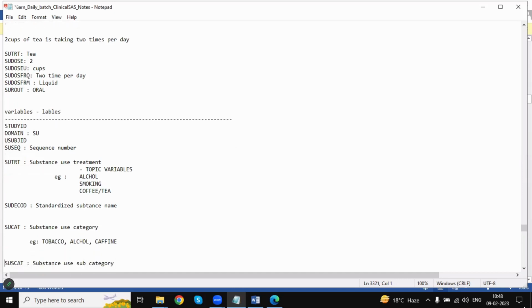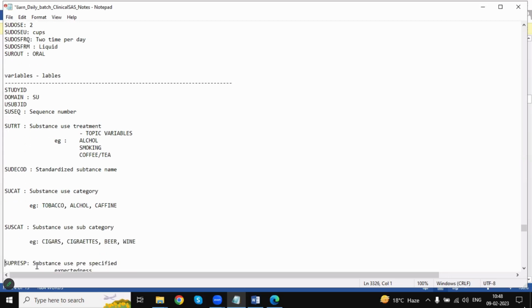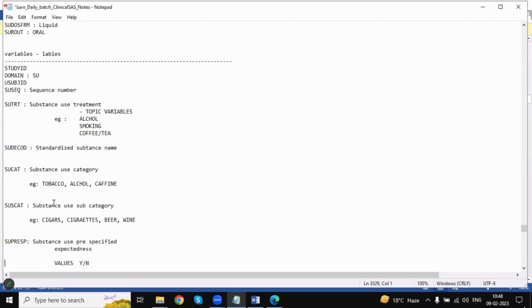Clear, simple. Category, substance use category. For example, the habit of smoking comes under the tobacco category, alcohol under the alcohol category, and coffee or tea comes under the caffeine category. If you have extra information, go to subcategory. For example, under tobacco it says cigarettes, and under alcohol, beer or wine. Like this, if extra information is there, we pass it into subcategory.